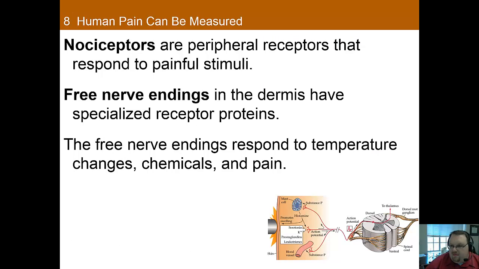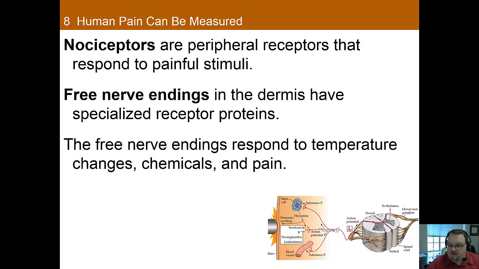So how is pain perceived? Well, much like any touch, pain actually has its own receptors that are used to detect painful stimulus. So nociceptors are peripheral receptors that respond to painful stimuli. And often what happens in the skin is actually when there's damaged tissue, it releases a chemical that activates the pain receptors in the skin.